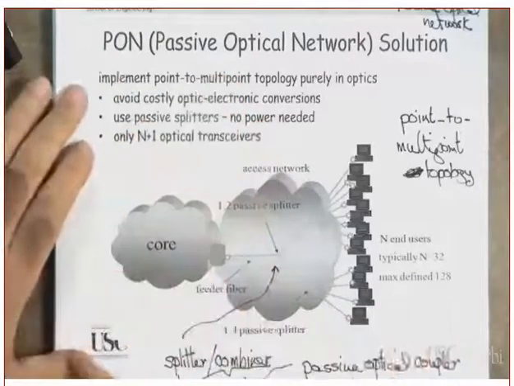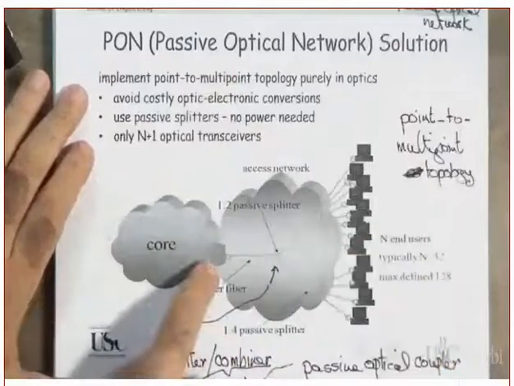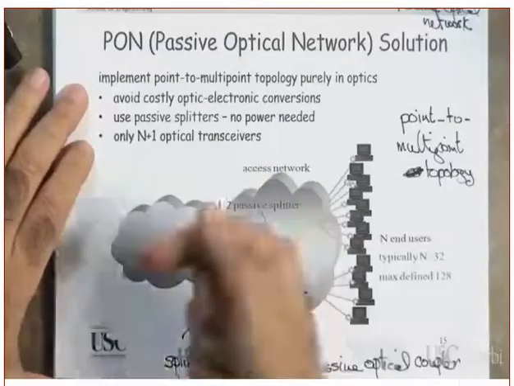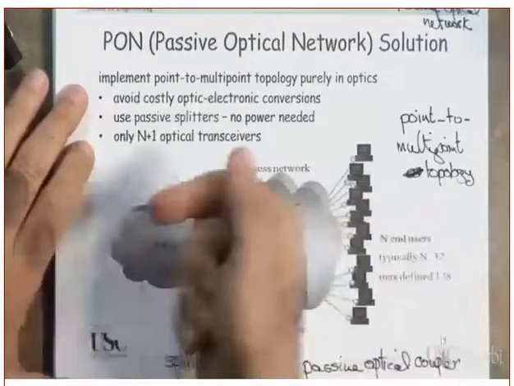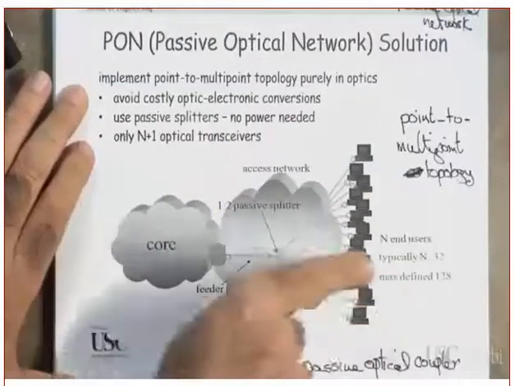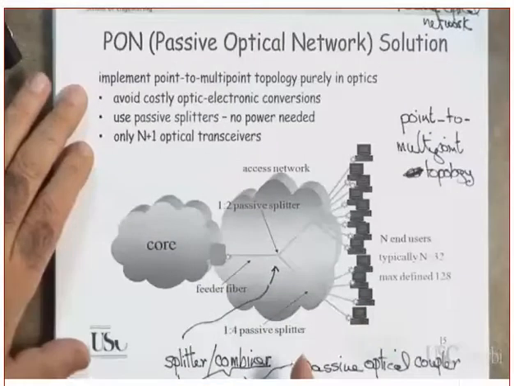Now, one possibility, who will detect the collision? The optical line terminator will detect the collision. Did you get my point? He will detect the collision because he is on this side of the coupler. Yes? Now, he could send a collision detect message to all of them. Did you understand that or not?